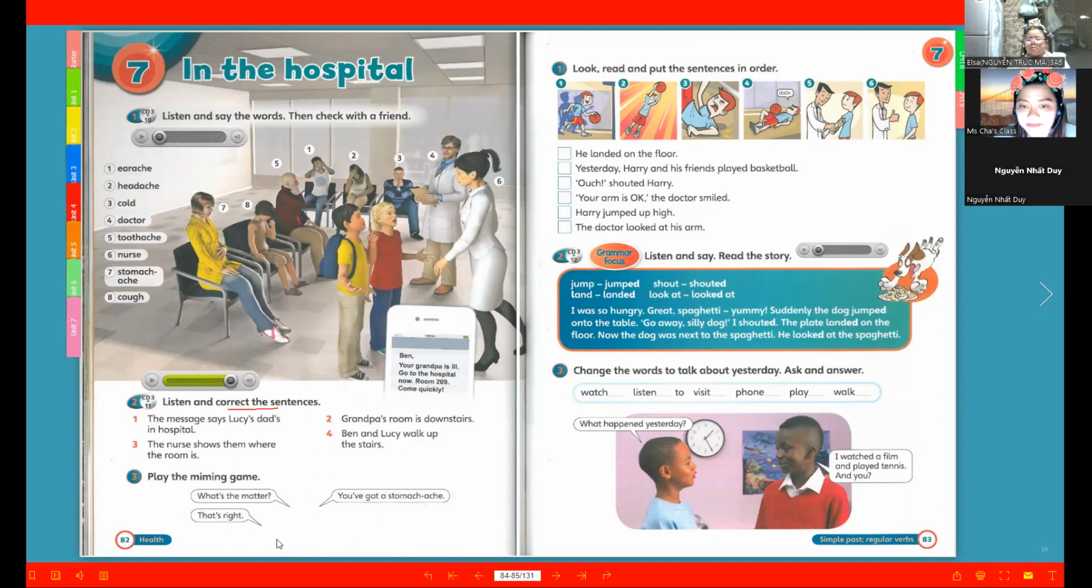Elsa, are you ready? Yes. All right. Elsa, I want you to read the sentences, but this time I want you to say the correct phrases. Okay? The message says Lucy's grandpa is in the hospital. Okay. How about number 2? Grandpa's room is upstairs. Number 3? The nurse doesn't show them where the room is. Okay. How about number 4?